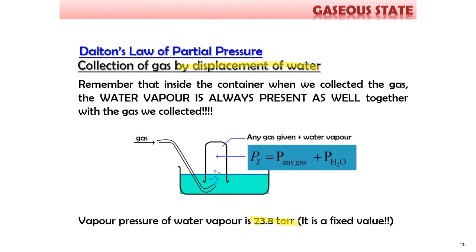Okay, so remember, if the method used is the water displacement method, water vapor will always be present. So the P total here is the sum of the partial pressures of any gases, plus the partial pressure of water molecules, and the vapor pressure of water is 23.8 torr.